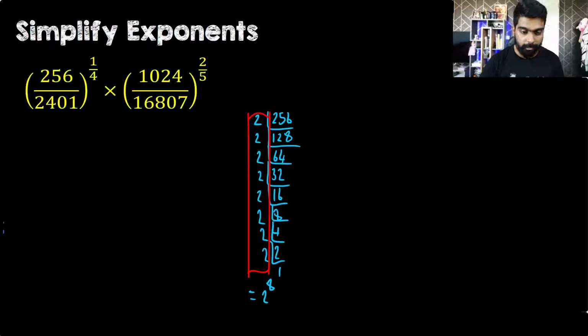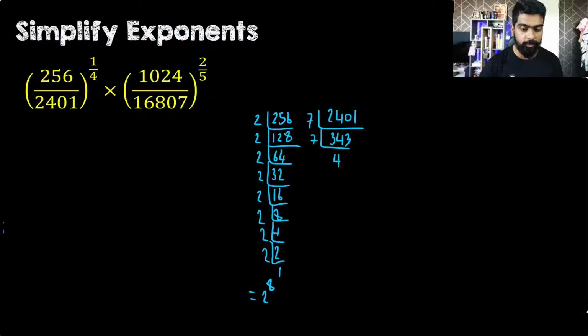Now let's go ahead and do the denominator, 2401. Now 2401, guys, we know can be divided by 7, right? So 2401 divided by 7 is going to give us 343. Now divide this by 7 again, we're going to get 49. Divide this by 7, we're going to get 7, and divide by 7 again, we're going to get 1. Now once you have reached the final answer 1, we can write it as an exponent, which is 7 to the power of 4, right guys?